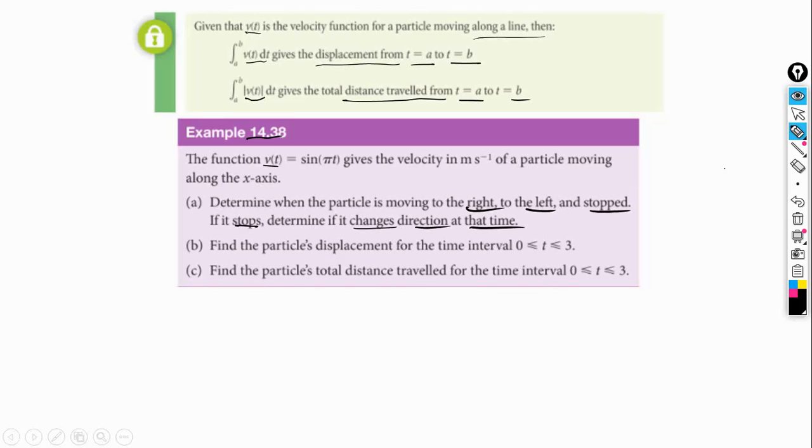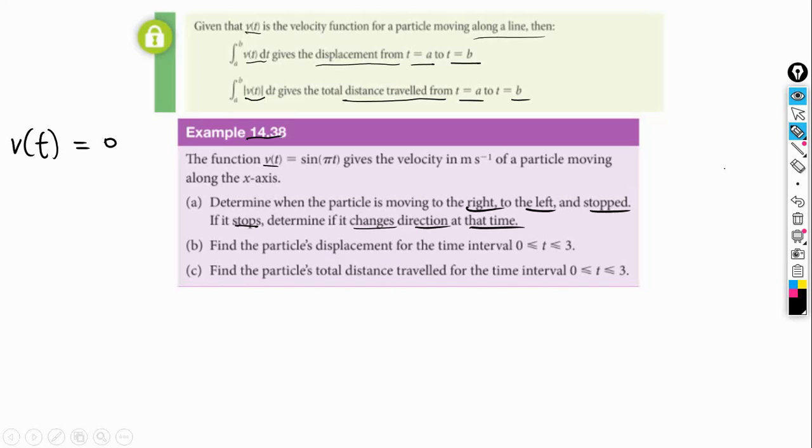Okay, so basically what we need to do is find at which time the velocity is equal to 0, because that's when you would have a change in direction, right? Whether it's going left or right. So a negative velocity means left, a positive velocity means right, and then 0 means it stops.